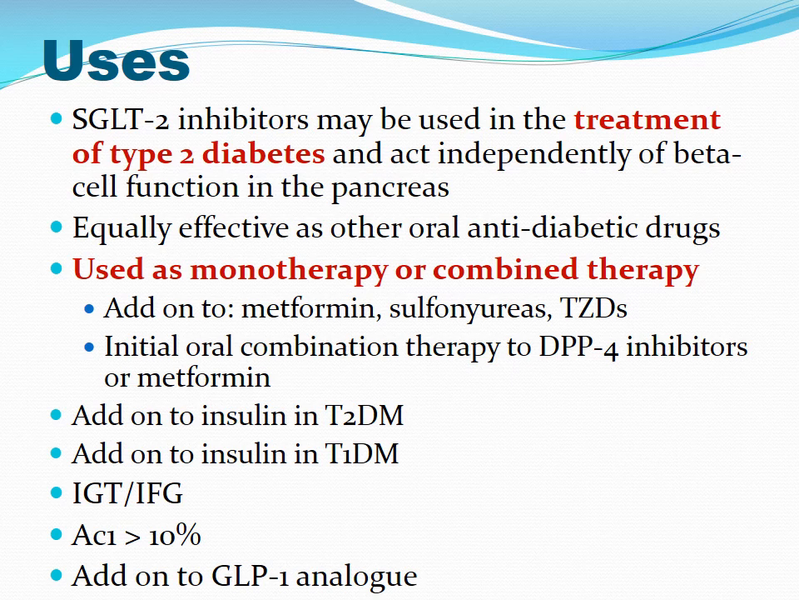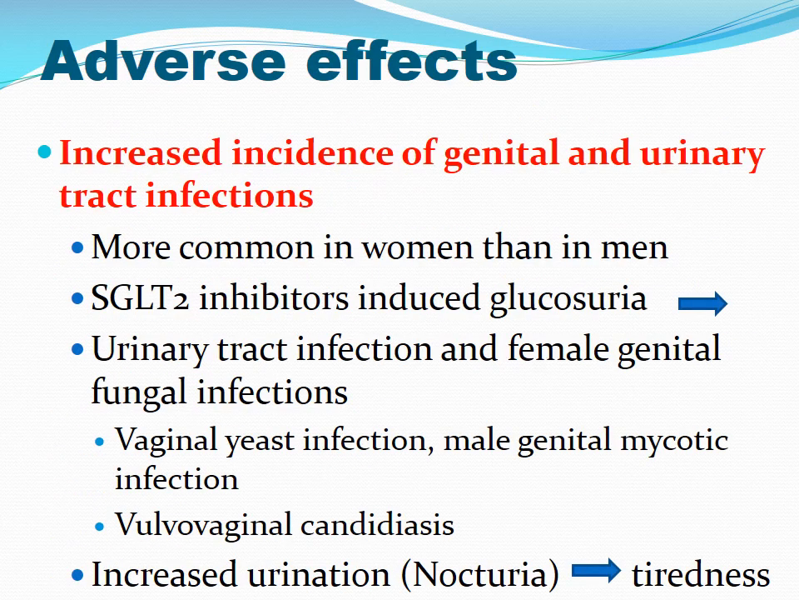They reduce HbA1c by more than 10%, added to glucagon-like peptide 1 analogs. So, in brief, they can be used alone or combined with other oral anti-diabetic drugs, leading to about a 10% decrease in HbA1c.